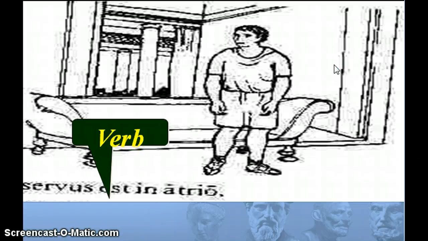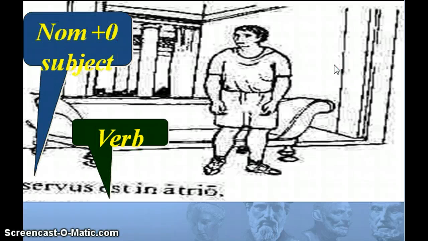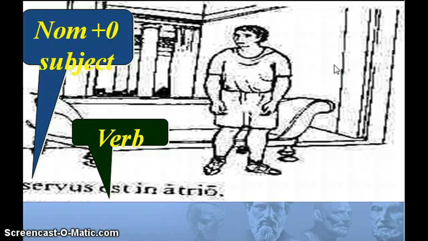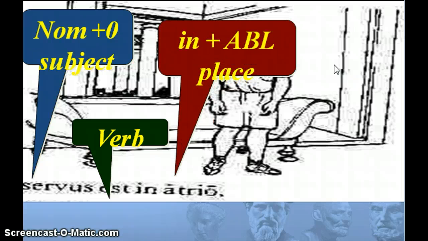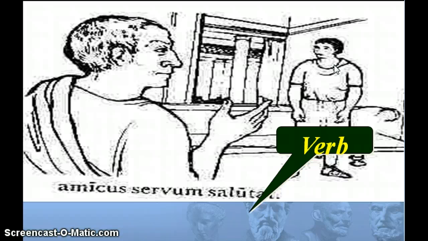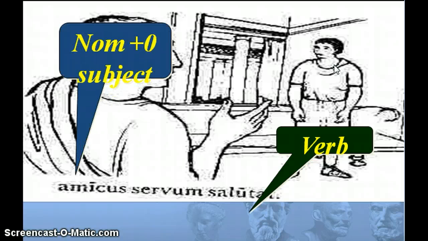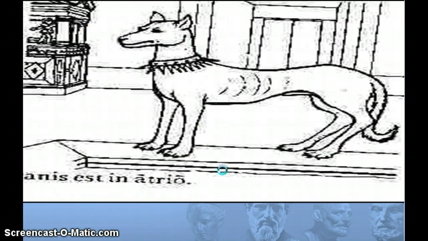Where's your verb? Est. Who's doing the esting? The servus, because it's nominative. Where is he esting? In atrio, in plus ablative place phrase. The slave is in the atrium. Oh, what a friendly guy. So where's your verb? Salutat, greets. Who is doing the greeting? The subject phrase. What case is the subject phrase? Nominative. What's nominative? Amicus. Who's he greeting? That's the object phrase. That's who's receiving the action of the verb. Who's that? The servum, accusative, no other signals, object phrase.